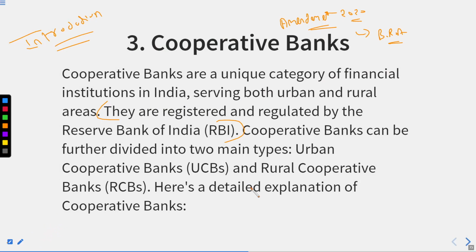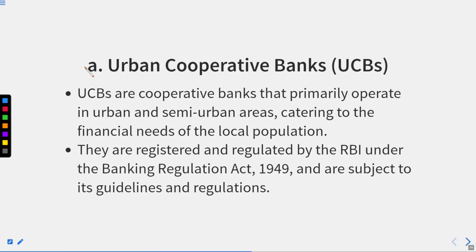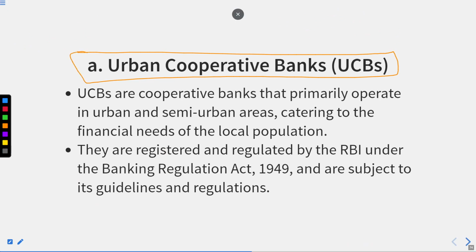Got it? Now, if we move forward, we will find that cooperative banks are basically divided into two types: urban cooperative banks and rural cooperative banks. So let's start with the first case, which is known as the urban cooperative banks. Urban cooperative banks are cooperative banks that primarily operate in the urban and semi-urban areas, catering to the financial needs of the local population.